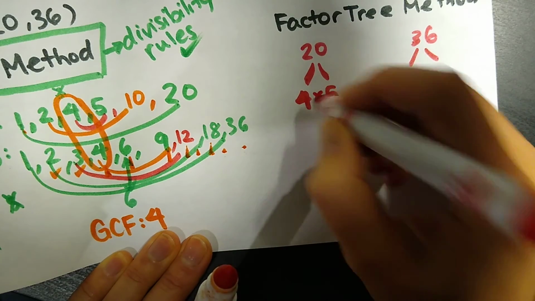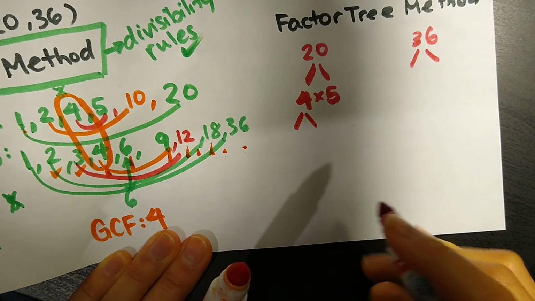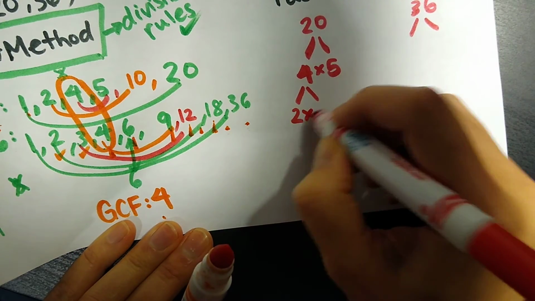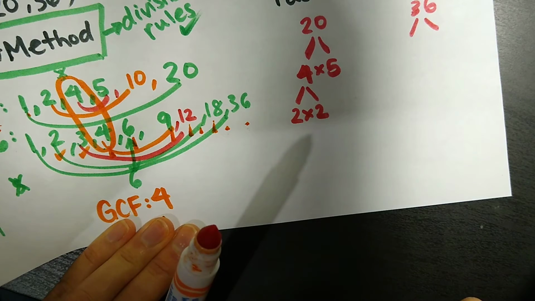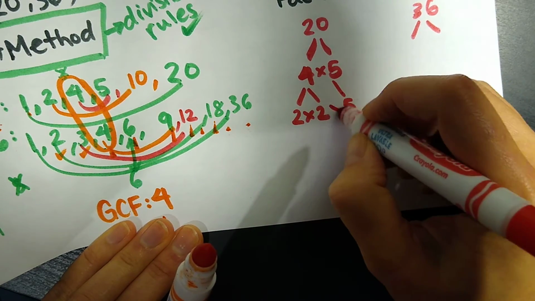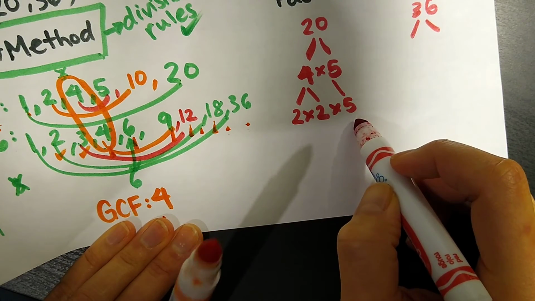In other words, 4 times 5 is 20. Let's continue because 4 is not finished. It's a composite number, which means it can be broken down further. Let's do 4 into 2 times 2. And 5 is already a prime number, so we'll just bring it down like that.